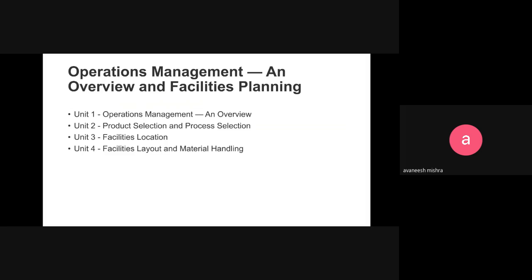Today we will cover most probably block one, unit two, unit three, and unit four. Operation management overview: in this unit, what you are going to learn is what you understand about the management of production or services. So first of all, we have to understand what is production.